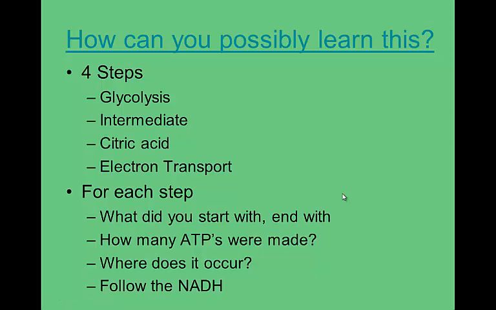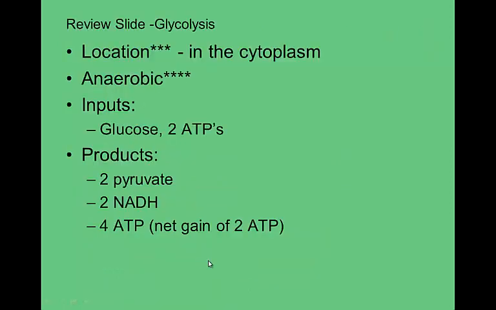Again, it seems like quite a lot, but I think if you review it, you shouldn't have too much of a problem. The thing you need to do is break this down into the 4 steps. The 4 steps are glycolysis, the intermediate step, or the oxidation of pyruvate, the citric acid cycle, and then the electron transport or oxidative phosphorylation. For each step, look at what you start with, what you end with, how many ATPs were made, where does it occur. Again, follow along with the reduced NADs because they're the ones that carry the energy when we go through aerobic respiration. So I put in a few extra review slides, just a quick review for glycolysis.